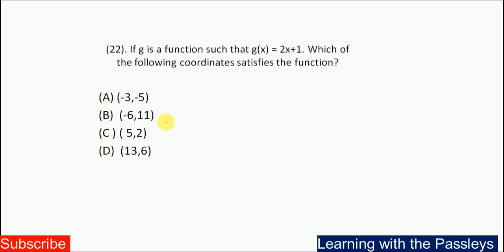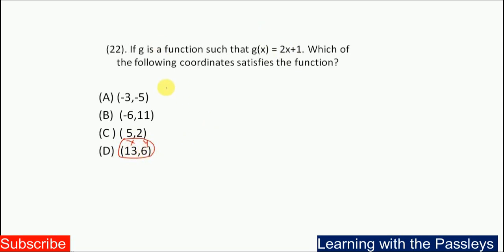I'm going to use D. We know that in D, this 13 here is x, and this 6 here is y. You see that? So the value of x here is 13, and the value of y is 6. So they're saying that if we use 13 in this function, we should get 6. The result should be 6.